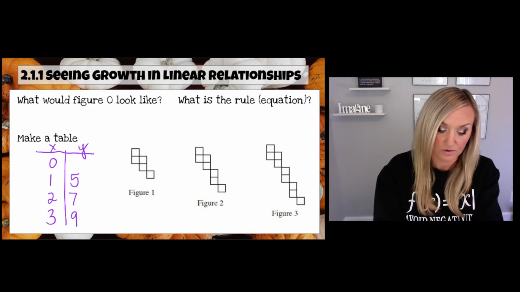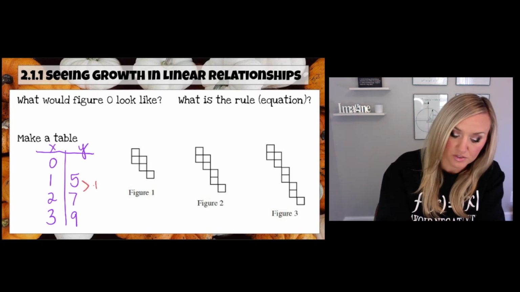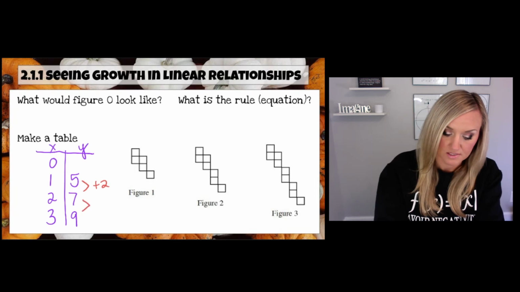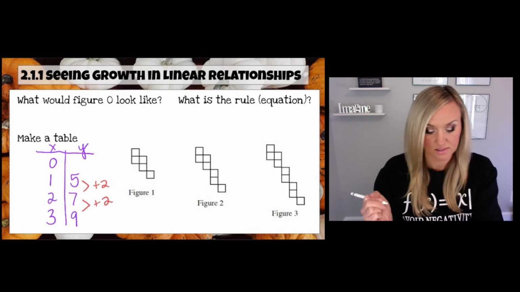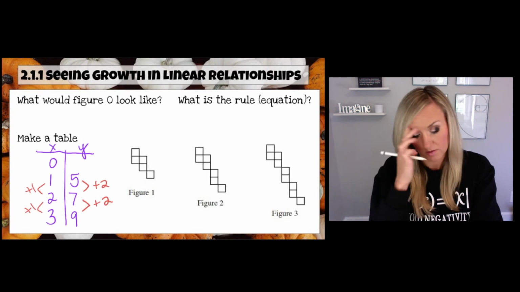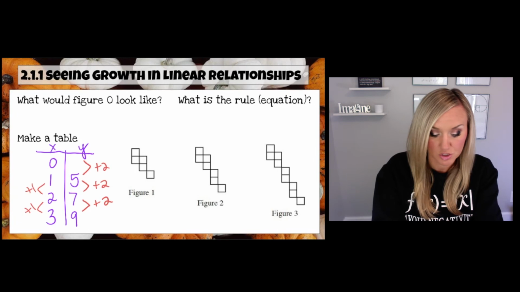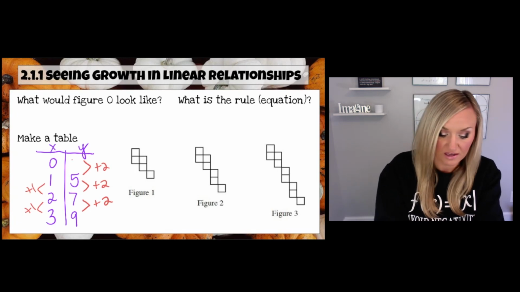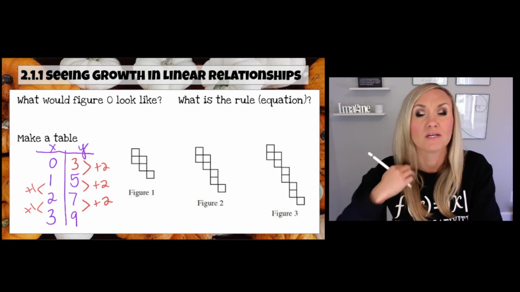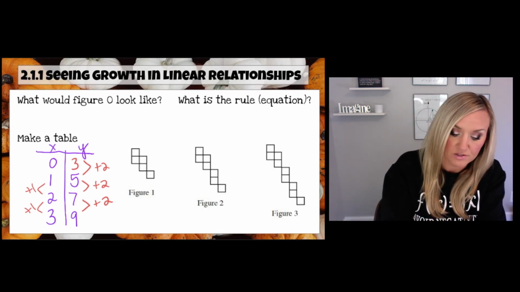So this pattern is increasing by, let's see, 5 plus 2 is 7, 7 plus 2 is 9. And these are all increasing by 1. Cool. So that means our 0 figure, something plus 2 is 5, and that is 3, because 3 plus 2 is 5, and we found the 0 figure. So the 0 figure has 3 squares.